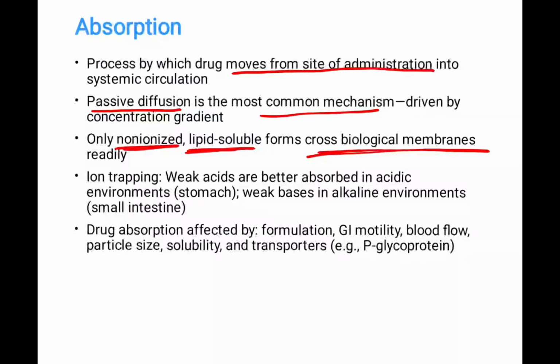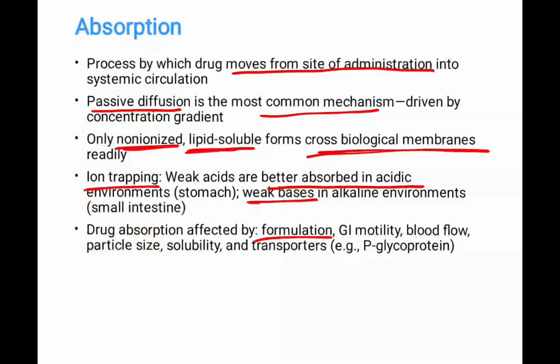So ion trapping. In ion trapping, weak acids are better absorbed in acidic environments compared to what? Weak bases. While weak bases are better absorbed in an alkaline environment, which means the absorption of an acidic drug is better where? In the stomach compared to a basic drug. And the absorption of a basic drug is better in an alkaline environment like the small intestine than an acidic drug.